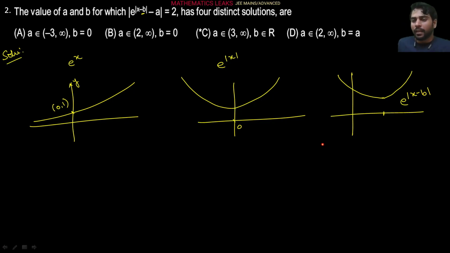Clear? If instead of subtraction a constant is added, then the graph will be shifted to the left side of the x-axis. Clear? So this is it. Now from this function you can see a is being subtracted here. Since a is being subtracted from the function, this graph will be shifted that many constant units downward.